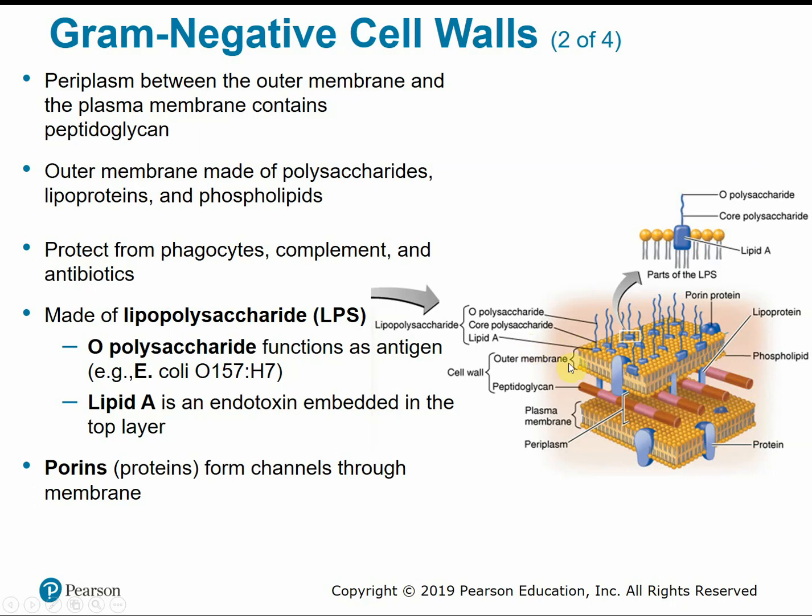We have this extra layer or barrier protecting the internal structures. So if an antibiotic or a phagocyte gets to this outer membrane, when this outer membrane dissolves, it's going to release this lipid A endotoxin. The outer membrane also contains some porin proteins that form channels or passageways for certain molecules and substances to pass through.